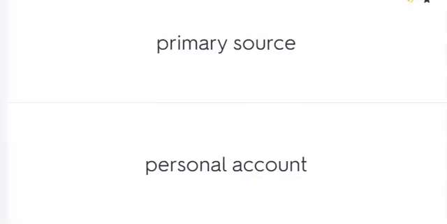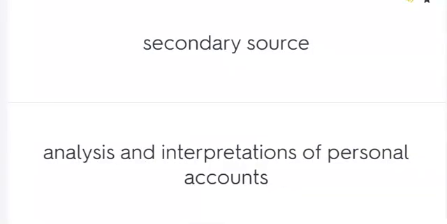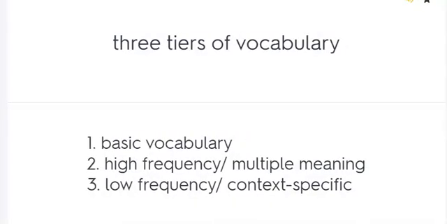Primary source, personal account. Secondary source, analysis and interpretations of personal accounts. Three tiers of vocabulary. 1. Basic vocabulary. 2. High frequency, multiple meaning. 3. Low frequency, context specific.